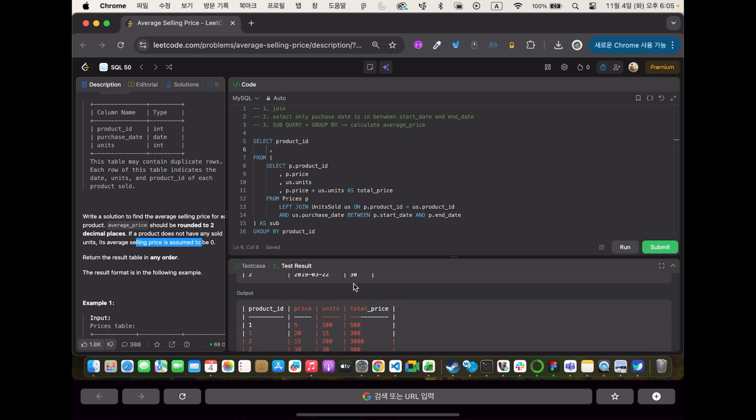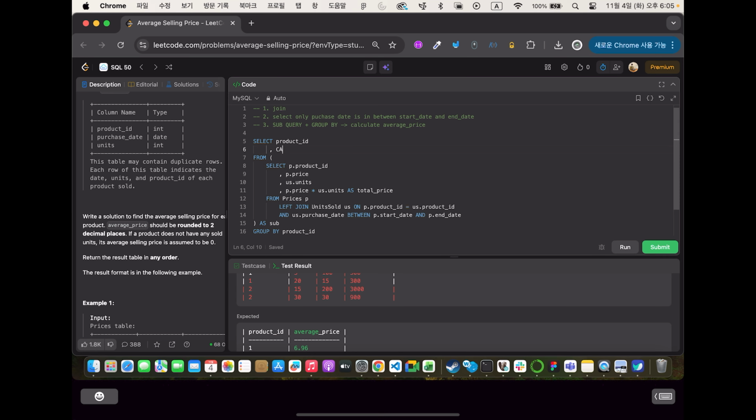So what we have to do is use case when. If sum of units is not 0, then we're gonna calculate it like this: the sum of total price divided by sum of units. And there's one more condition that we have to round it to 2 decimal places, so we have to do it like this.